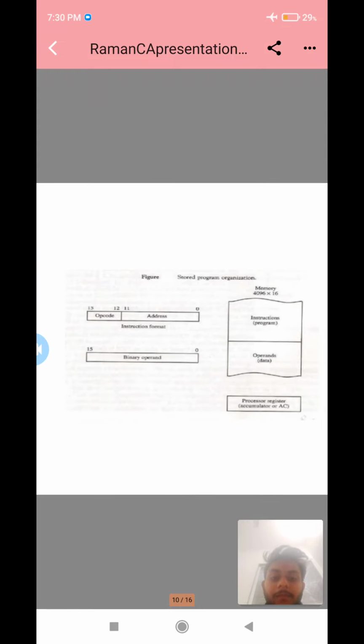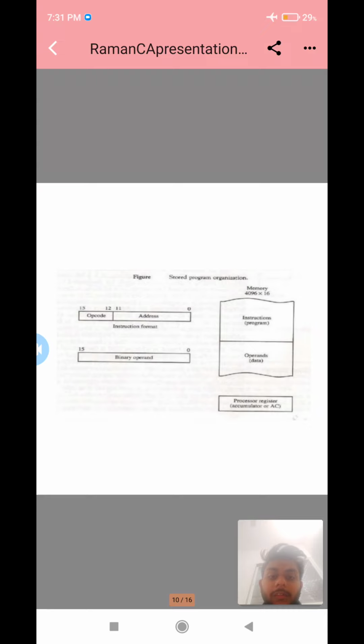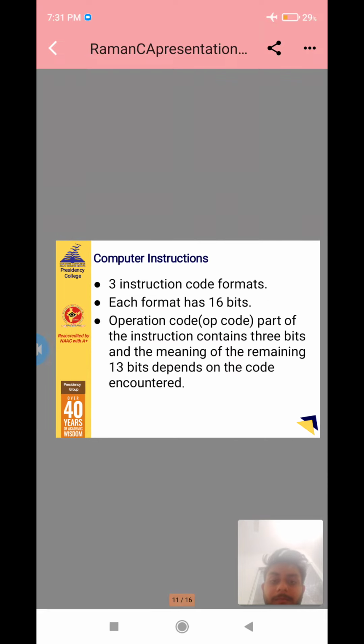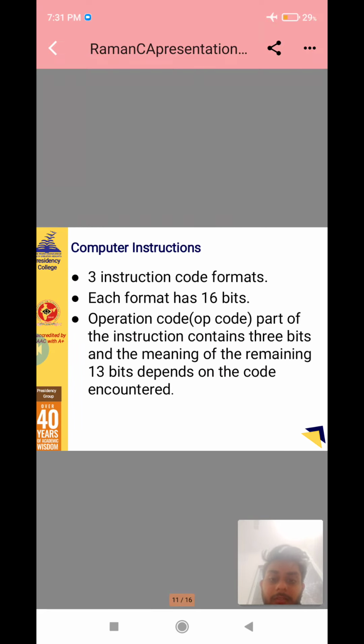In this diagram, the memory size is 4096 by 16, and it is made up of instructions as well as operands. In the instruction, on the left side the opcode is there, on the right side the address is there, and on the bottom the binary operand is there. Computer instructions have 3 instruction code formats. Each format has 16 bits. The operation code, also known as opcode, part of the instruction contains 3 bits, and the meaning of the remaining 13 bits depends on the code encountered.